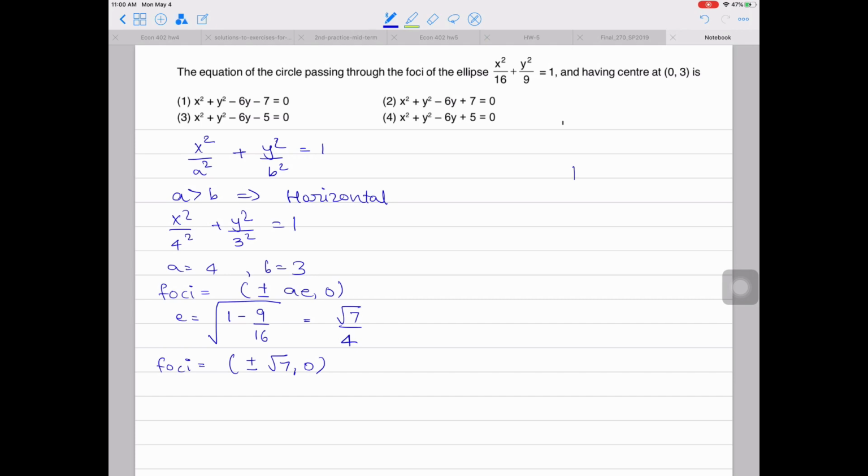So let's draw a rough image of what the ellipse should look like. The ellipse should look something like this, where the two foci are here. So this is the (minus root 7, 0) focus, and this is the (plus root 7, 0) focus. And we know that the center of the circle is (0, 3).